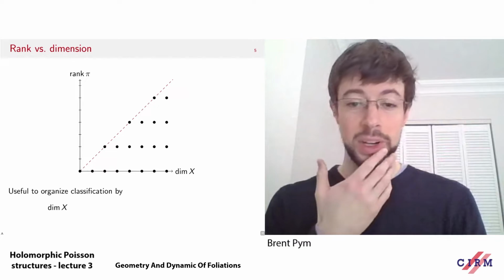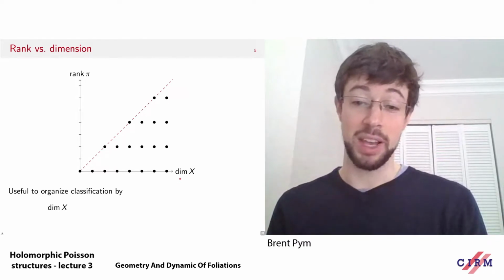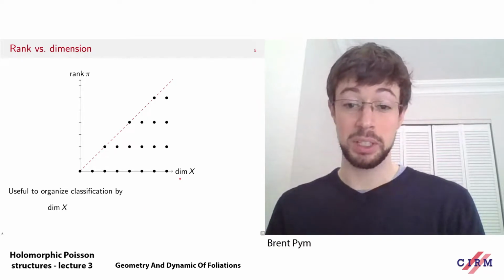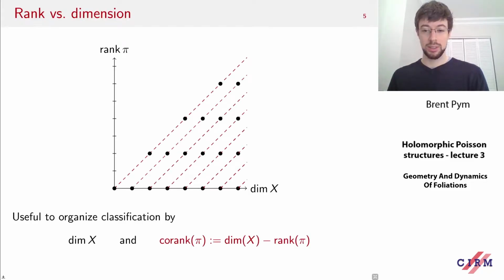So it's useful to organize the classification very roughly by, first of all, the dimension of x. Of course, as the dimension increases, the complexity of the space typically increases. On the other hand, the complexity tends also to increase with not the rank, but rather the co-rank, so the difference between the dimension and the rank. Here, these red lines correspond to pairs which have the same co-rank.